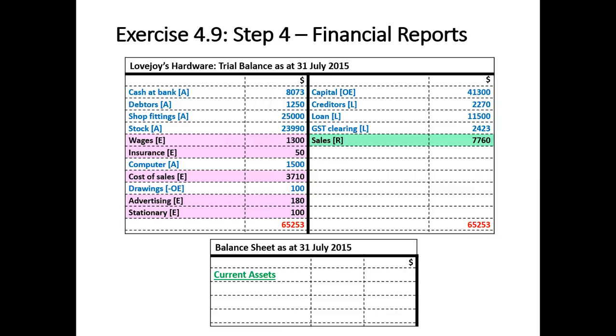But for now, we need to use all of these numbers. They have to go on one report or the other, so we've still got quite a few left. So everything else must go in the balance sheet. So we'll start the balance sheet down the bottom here.